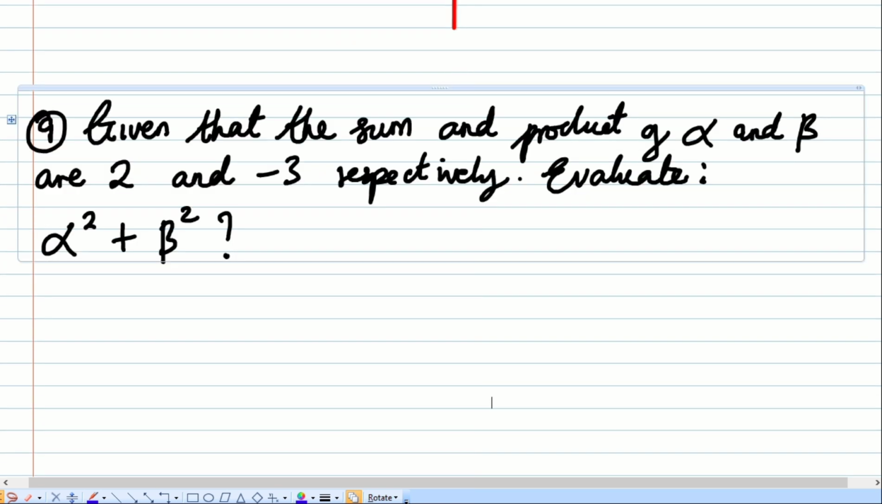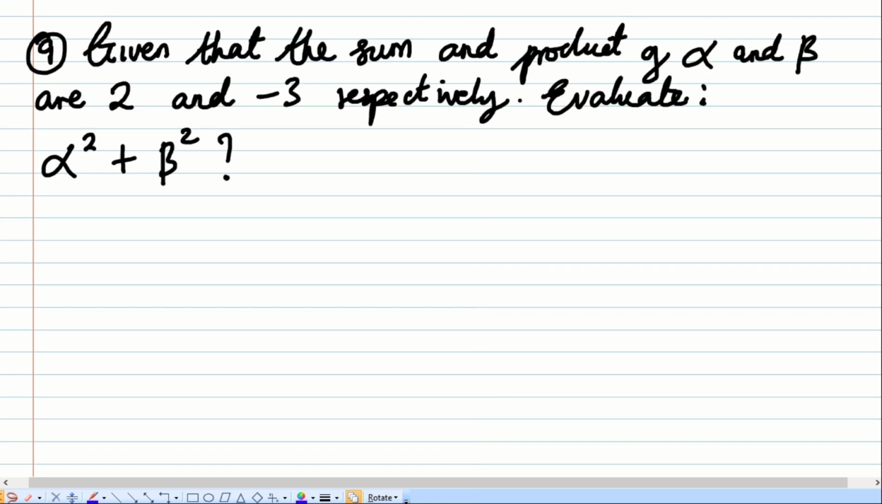So let's go further. Now look at the question there. It says, given that the sum and product of alpha and beta, these are Greek letters, alpha and beta, the sum and the product are 2 and negative 3 respectively. Evaluate alpha squared plus beta squared. Now remember that we don't have any factorization technique for sum of squares. However, I taught you that when you're given the sum and the product, you can always use this technique.